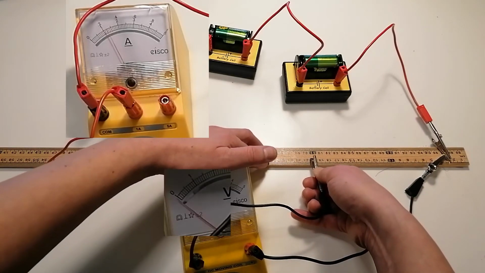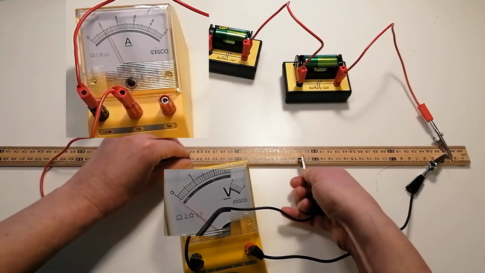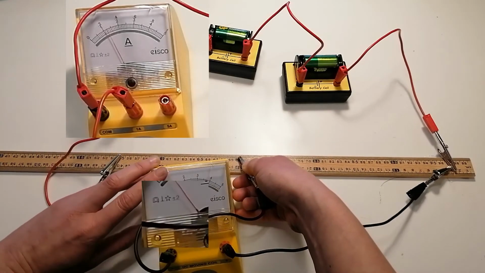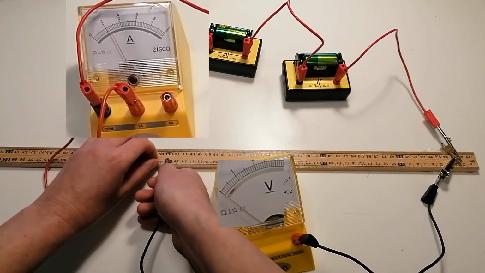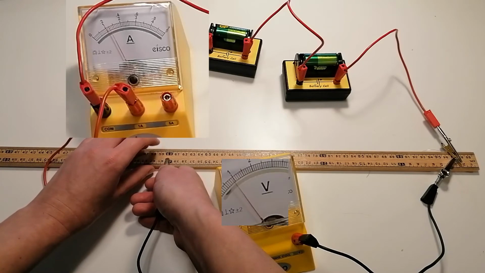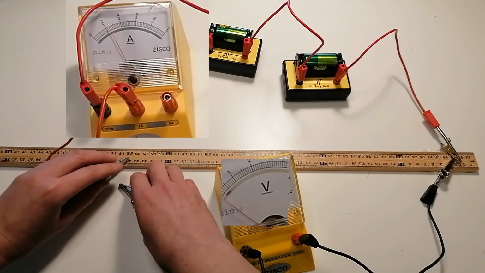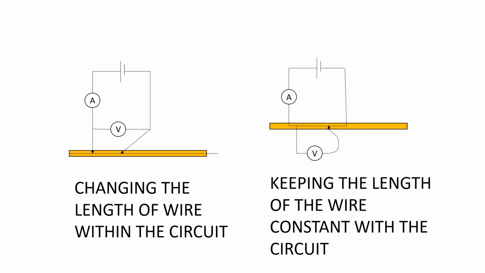At 20, it's about 0.4 volts. At 30, it's about 0.6 volts. And at 40, it's gone up to 0.9 volts. Then, after using voltage divided by current to calculate resistance, you can plot resistance against length, which should show that as the length increases, the resistance increases.